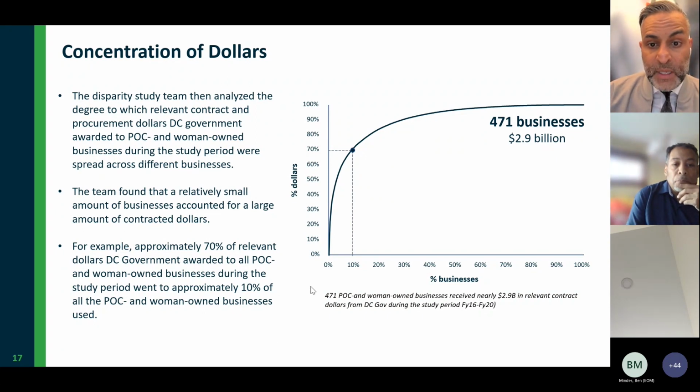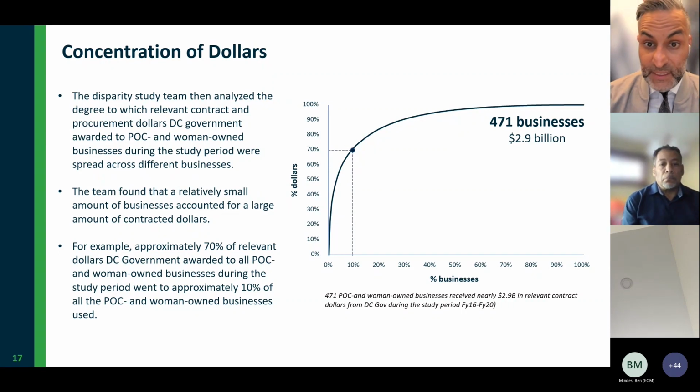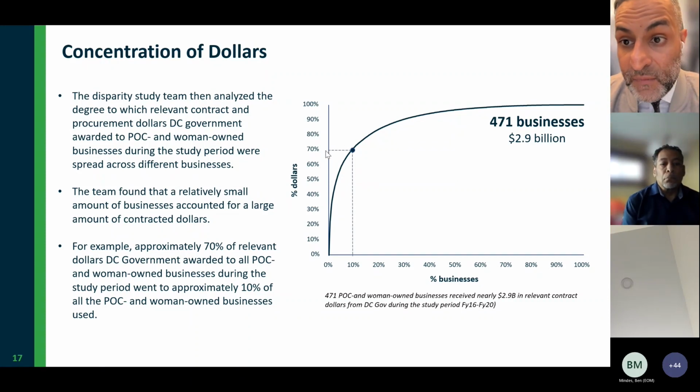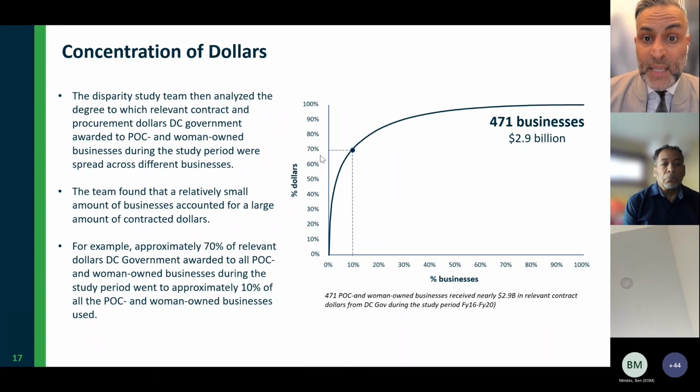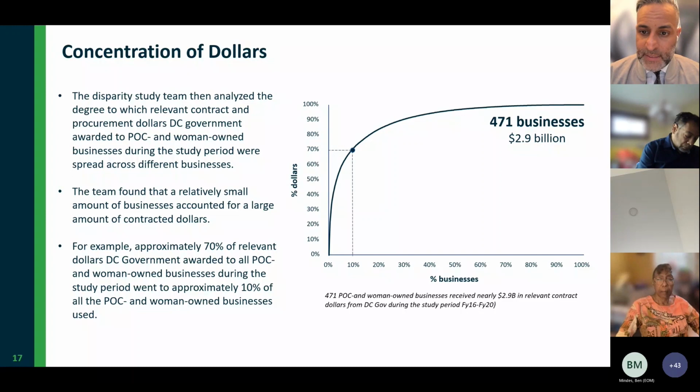As an example, if you move to the right on this graph, if you get to 10% of the POC and woman-owned businesses that received work during the study period, that 10% of businesses, when they're ordered from the largest, the business that received the most dollars, to the business that received the least dollars, only 10% of the businesses accounted for 70% of all of this $2.9 billion. So what seemed to be going on here is that a relatively small number of businesses are accounting for the lion's share of the dollars that actually went to POC and woman-owned businesses during the study period.